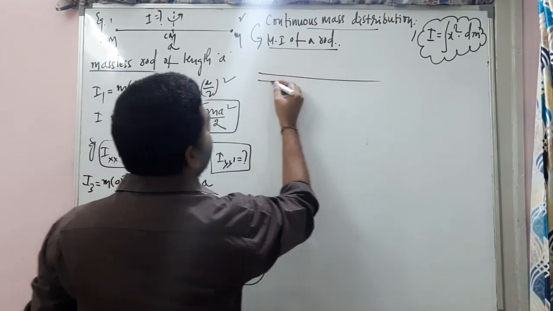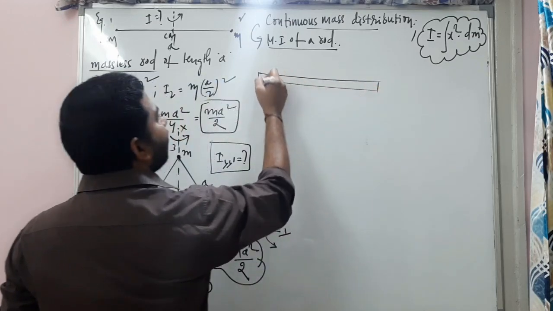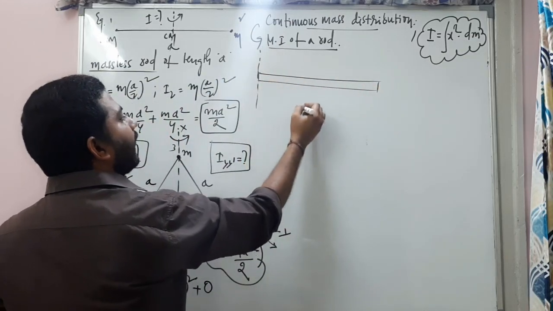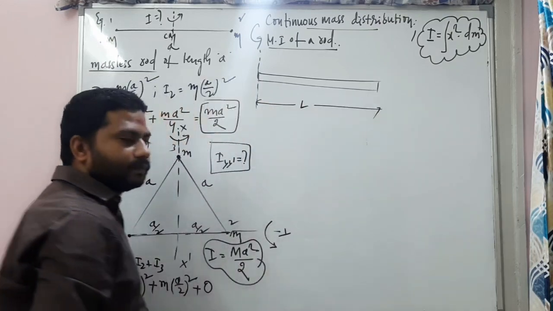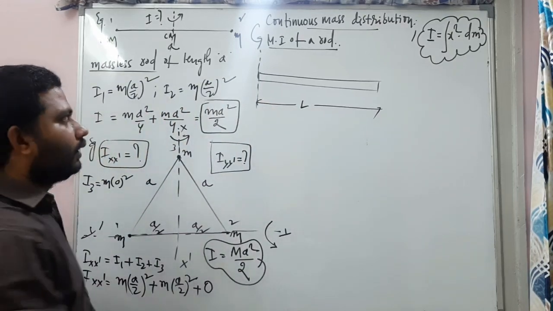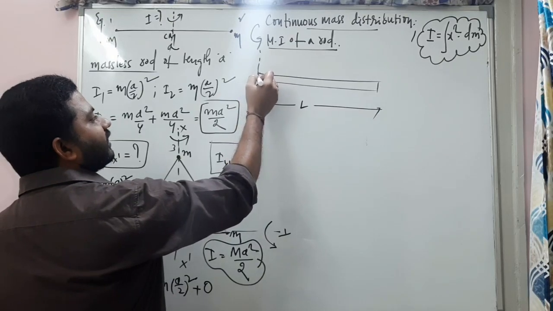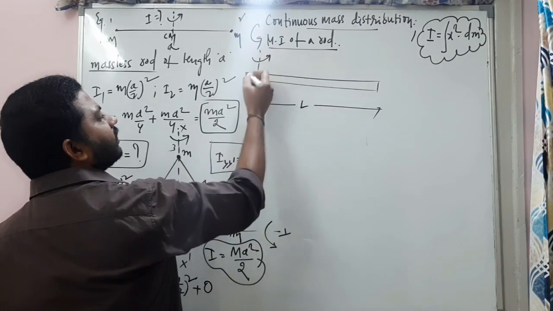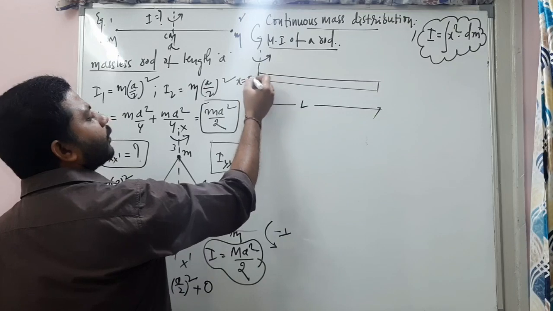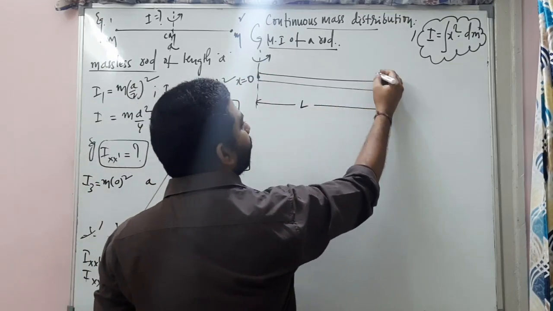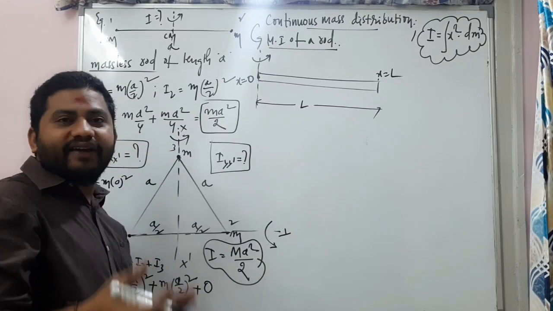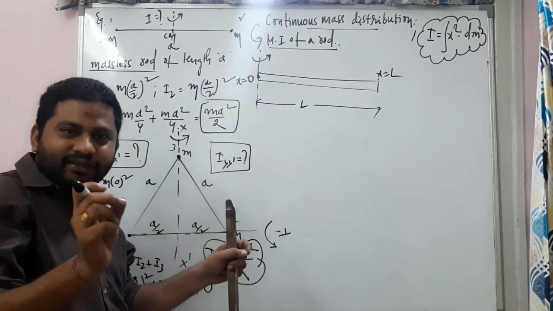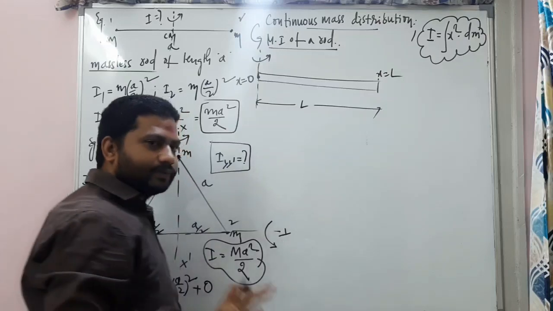This is the rod of length L from here. Observe. This is the axis of rotation. x is equal to 0 here, and this is the point x is equal to L. The rod has some limits in terms of its length, so 0 to L is the limits. Keep it aside.